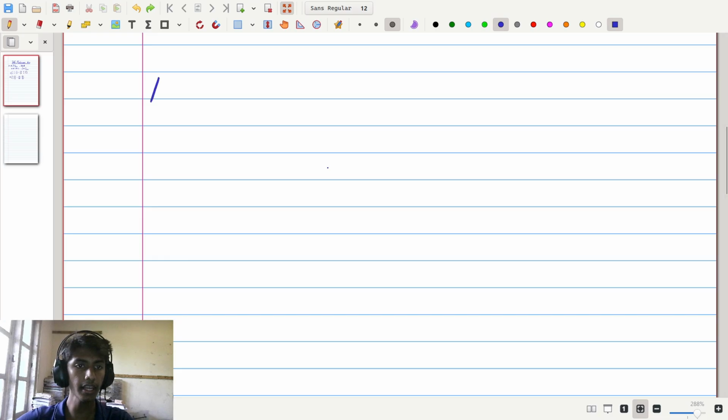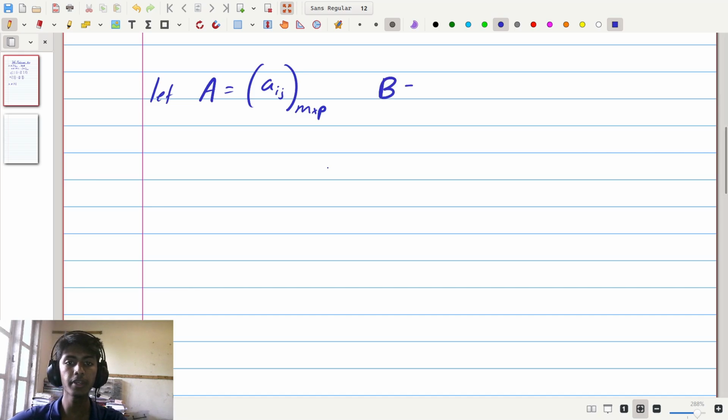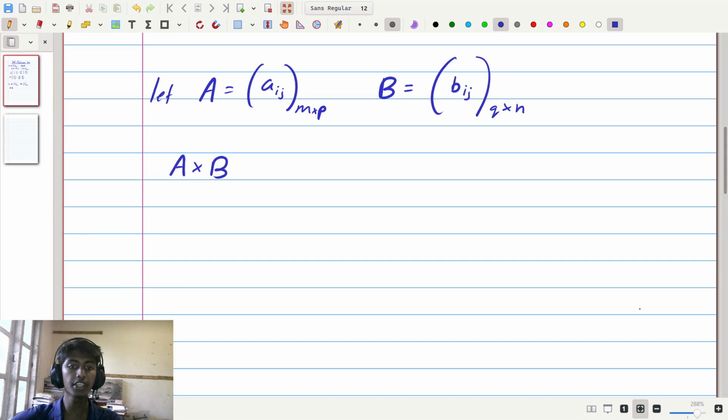So we're going to say let matrix A be equal to the matrix given by A sub ij, which is m by, let's say, P, and B matrix be another matrix of B sub ij of size, let's say, Q by N. Now, given two matrices like this, A matrix times B matrix is possible if P is equal to Q. So the number of columns in the first matrix is equal to the number of rows in the second matrix.